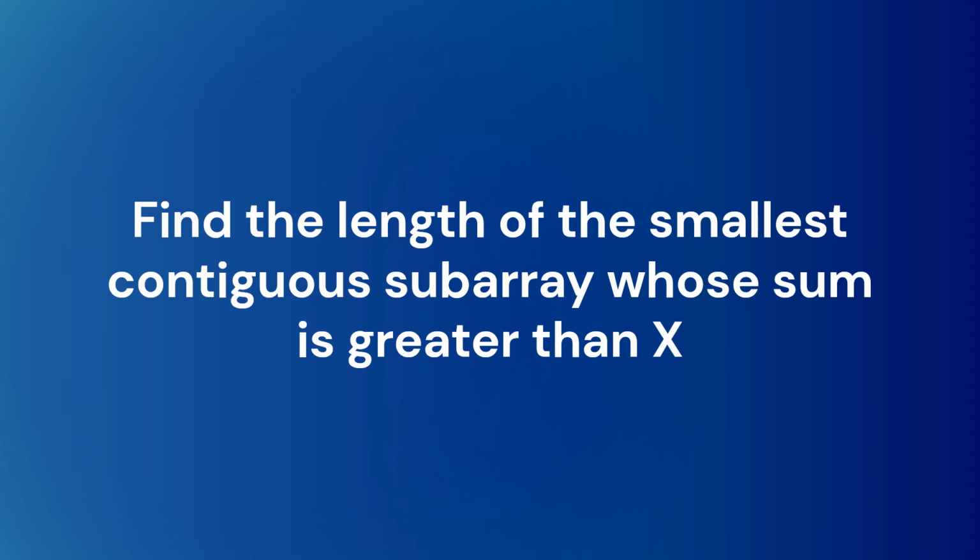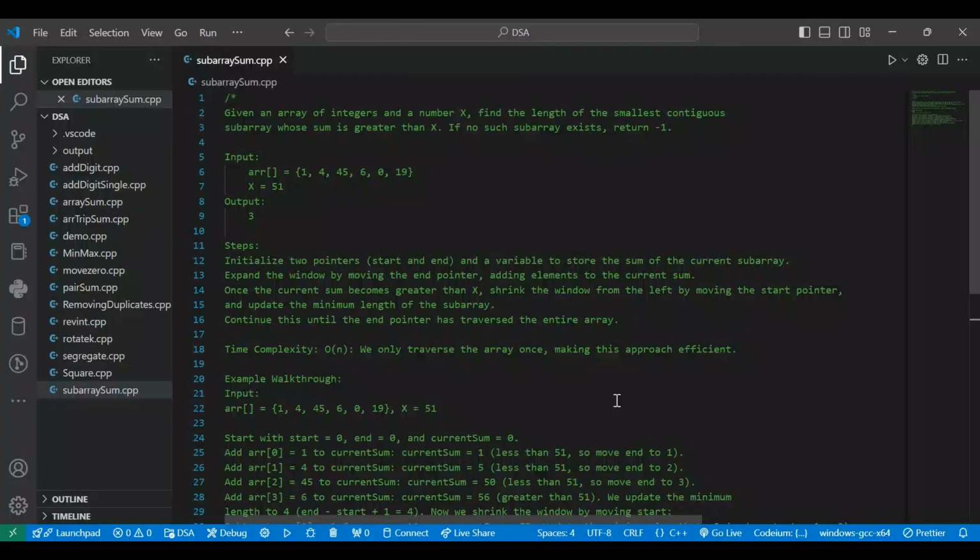Today, we will be looking at how we can find the length of the smallest contiguous subarray whose sum is greater than x. Given an array of integers and a number x, find the length of the smallest contiguous subarray whose sum is greater than x. If no such subarray exists, return -1. The input will be an array with the following elements, and our target sum will be 51. Output will be the length of the subarray.